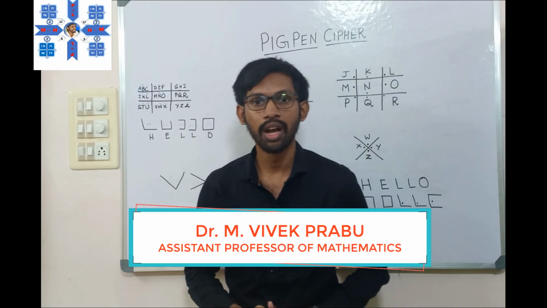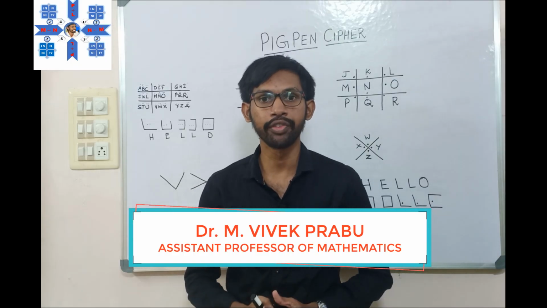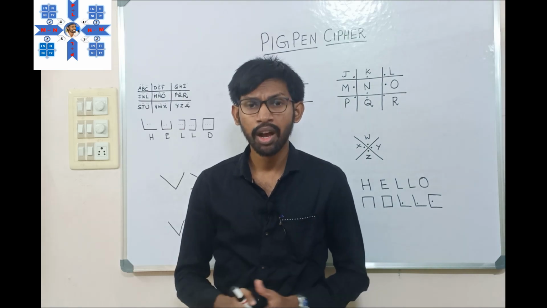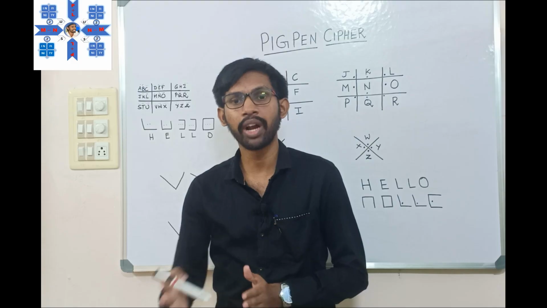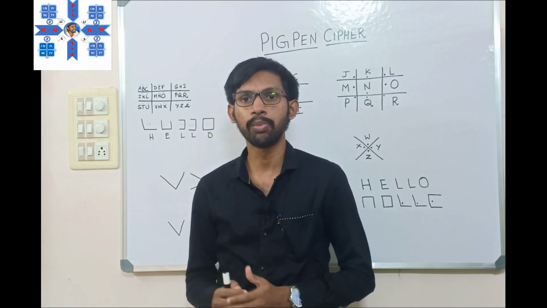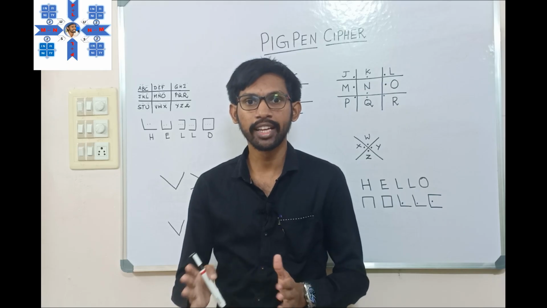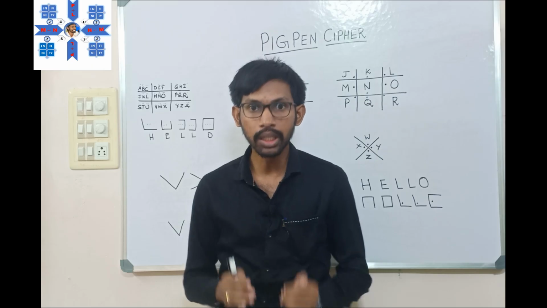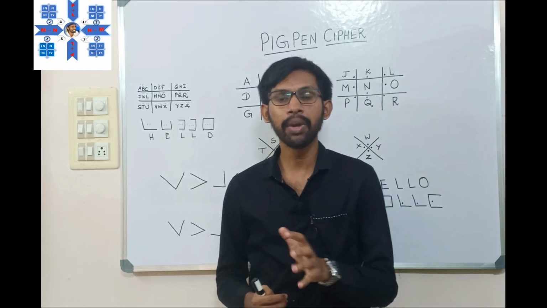In the earlier session, I explained about the history of cryptography and listed the main objectives of cryptography. Further, I explained about public as well as private keys used in cryptography. I also listed a few types of cryptography, among which I explained Julius Caesar's shift cipher method in the earlier session. In this session, I am going to deal with the pig-pen cipher.